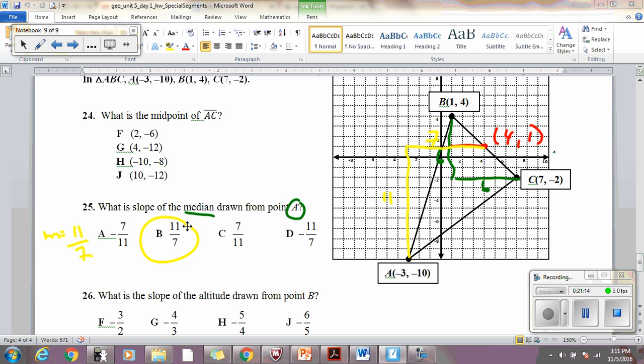So all of that work is necessary in order to get full credit on this answer. You had to find the midpoint and then find the slope between those 2 points.